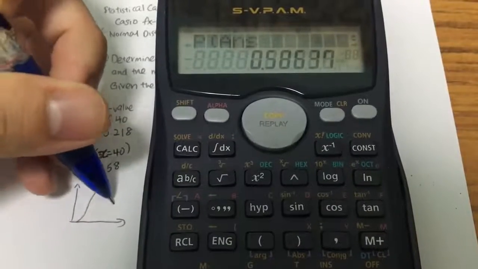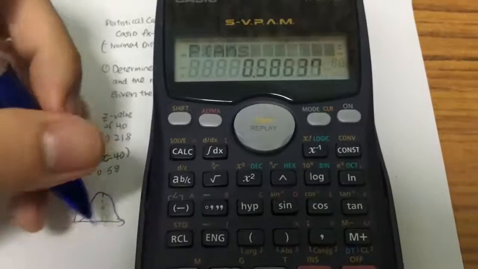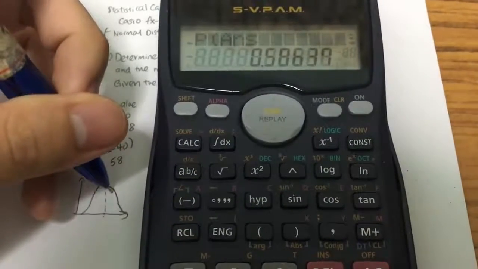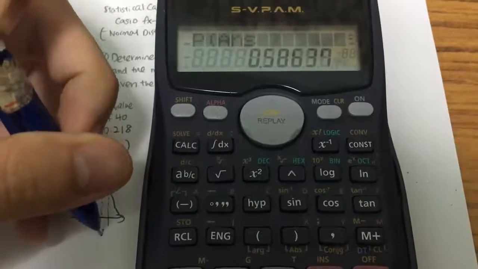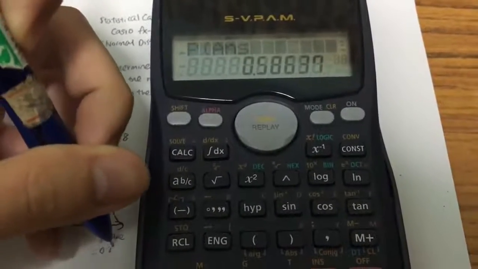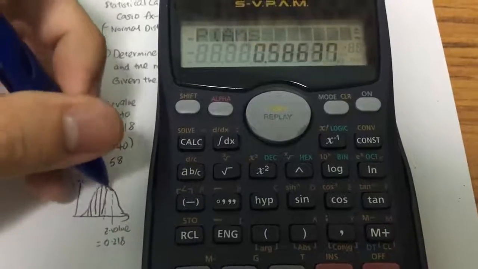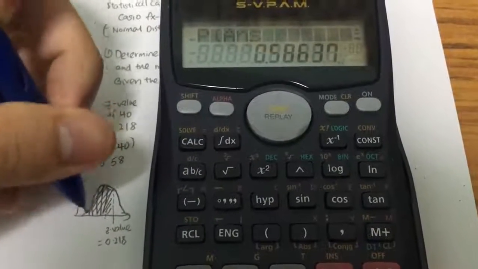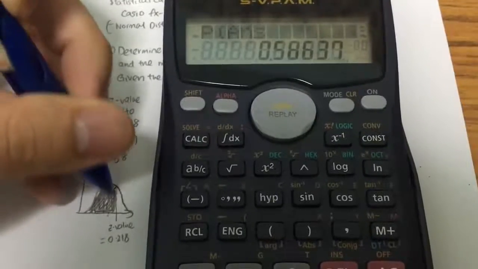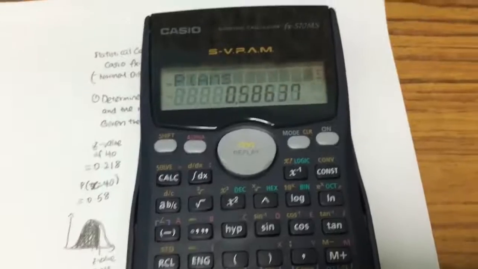If we were to draw this graph, this will be the center, z-value equal to 0, and this is probably the z-value that is equal to 0.218. The probability is definitely more than 0.5, based on this shaded region down here. Based on this shaded region, the probability is about 0.58.